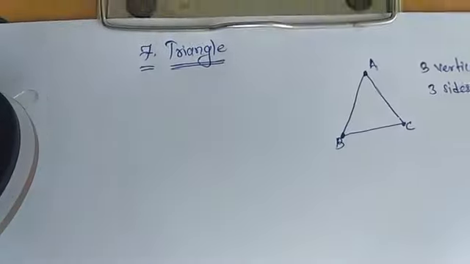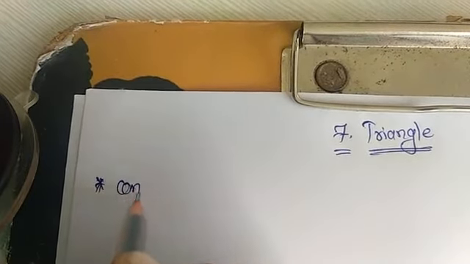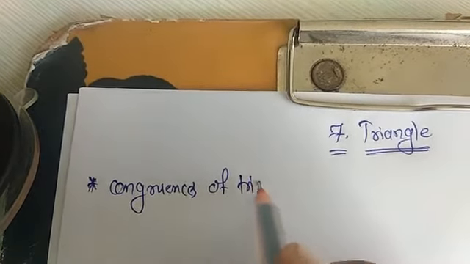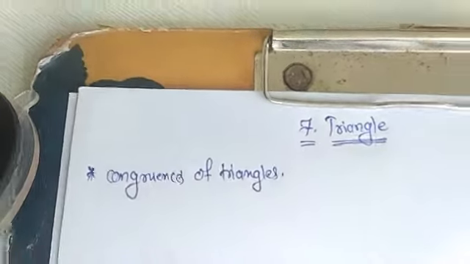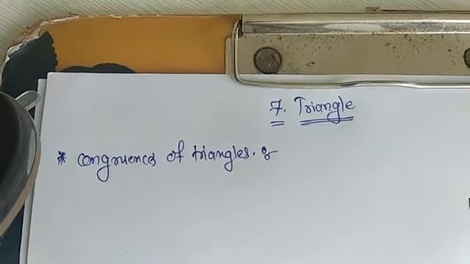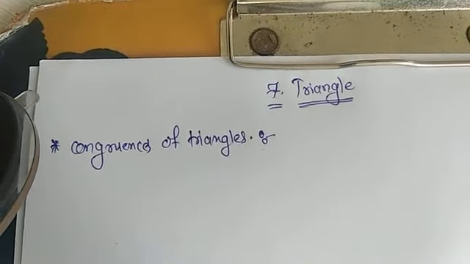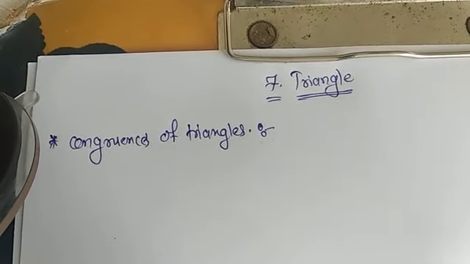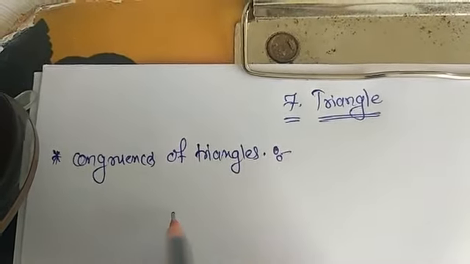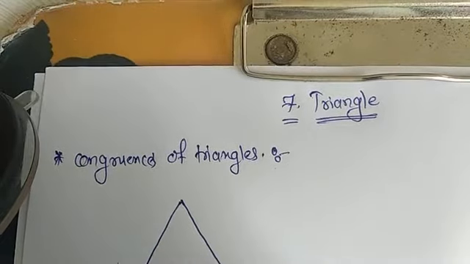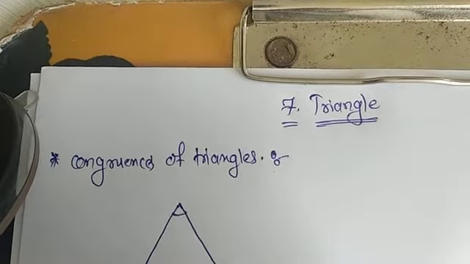Now, in this unit we are going to study the congruence of triangles. The congruence of a triangle depends upon the sides and angles of the triangle. Now, if you consider an example, I consider a triangle with three angles, and it should have three angles only.